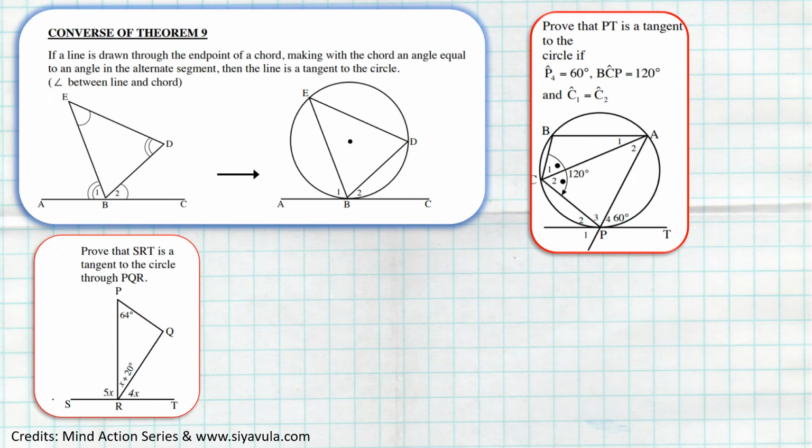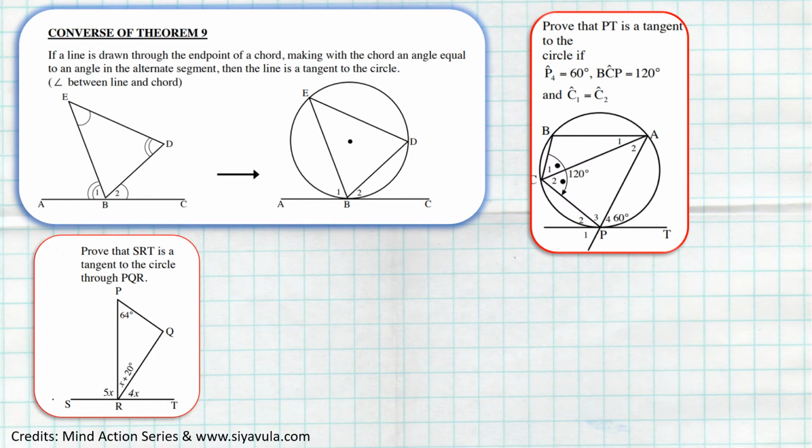Let's now look at the converse of theorem number 9. The converse, like I said, is very, very important, because this is where examiners ask you to prove certain things. They carry a lot of marks, and a lot of learners tend to undermine converse theorems, thinking that it won't come, let me just know the theorem. No, if you know the theorem, you must know the converse.